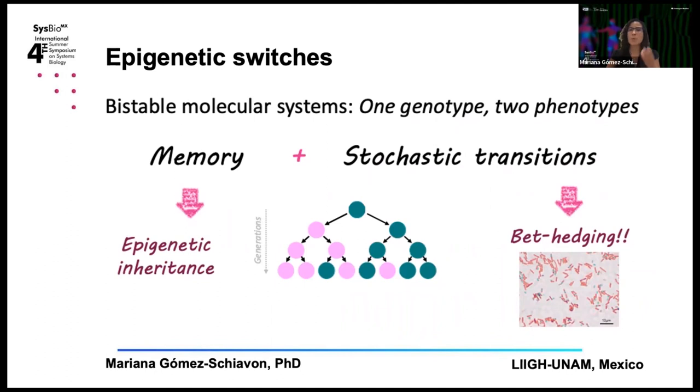They are bistable molecular systems, which means basically that for one genotype, the system can display two distinct phenotypes. And in the biological context, these bistable systems have two properties that are particularly relevant. Memory, which refers to epigenetic inheritance when it can be transmitted through generations, and stochastic transitions that allow populations to do this bet hedging strategy, in other words, diversifying an isogenic population.